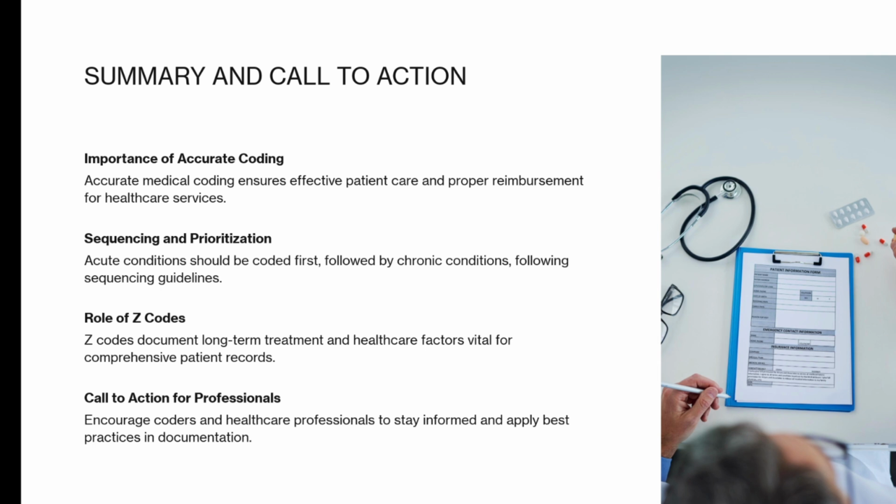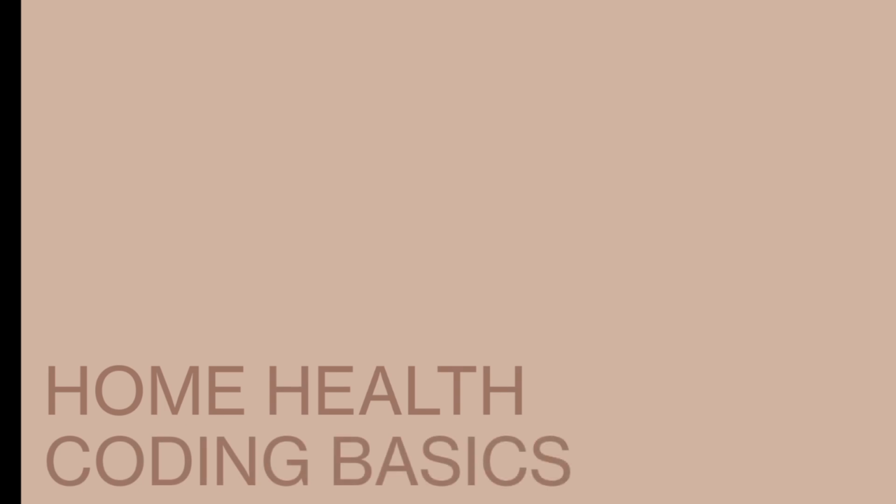Summary and call to action. To summarize, acute conditions are coded first when urgent; chronic conditions require ongoing care and additional codes. Follow sequencing guidelines for clarity and accuracy. For more information, visit official resources or contact your healthcare provider.